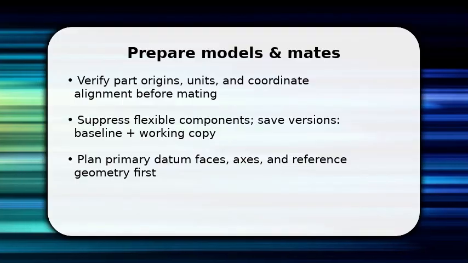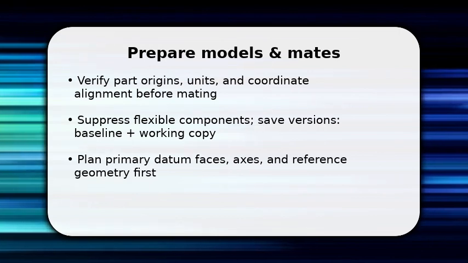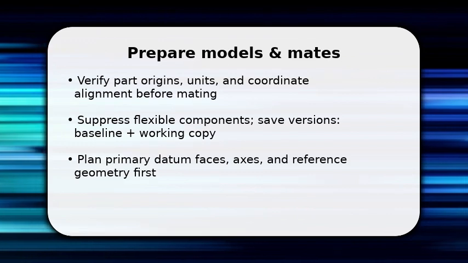You begin by confirming models share consistent units and usable origins. This avoids misaligned mates later. Once done, create a working copy and suppress flexible parts so changes don't cascade. Make reference geometry now, planes, axes, and key faces that will act as datums. This preparation saves time because mates depend on predictable references.